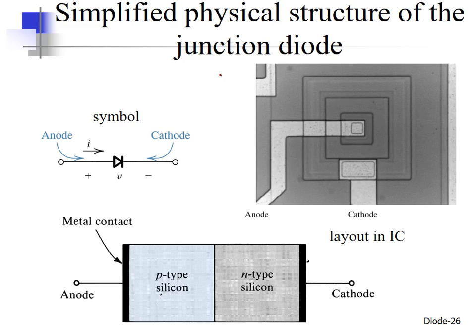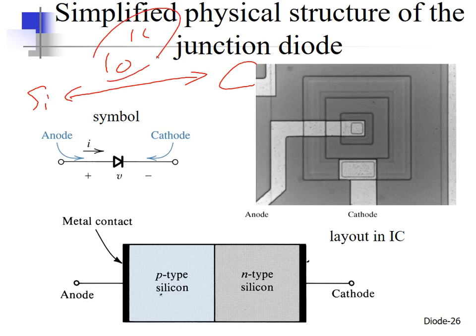I told you, from conductor to semiconductor, the difference, especially for silicon, is this one. I am much worse than a conductor by 12 orders. It means what?